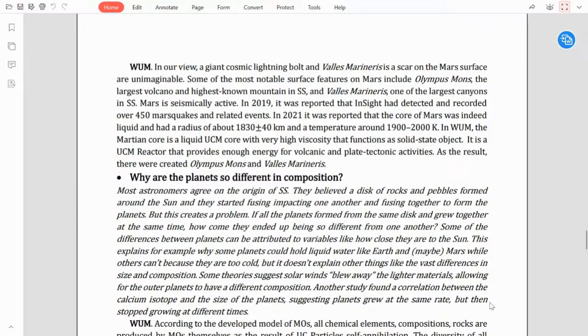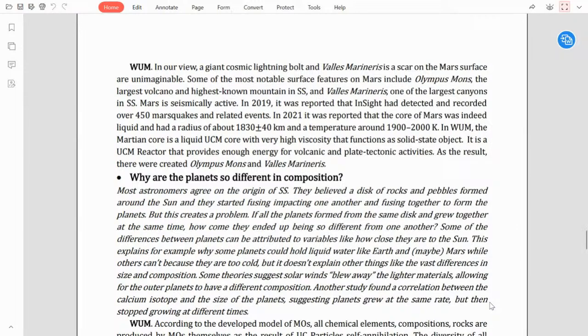Some of the differences between planets can be attributed to variables like how close they are to the Sun. This explains, for example, why some planets could hold liquid water like Earth and maybe Mars, while others cannot because they are too cold. But it doesn't explain other things like the vast differences in size and composition.